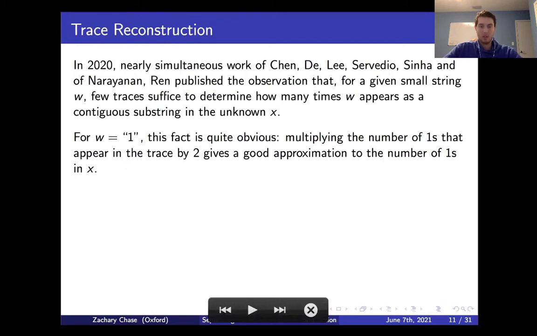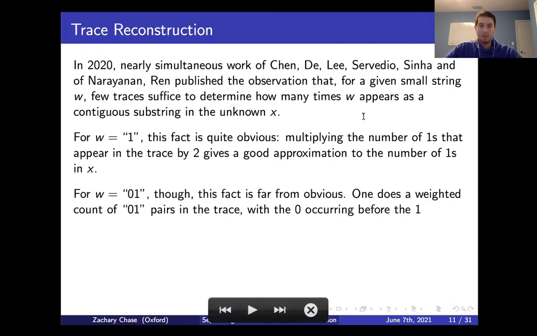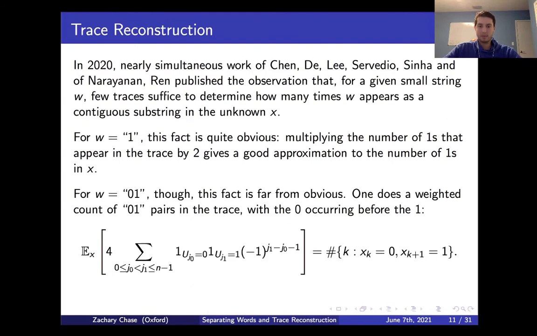So you can determine the number of ones in the unknown string by just looking at the number of ones in the traces. But okay, let's say we wanted to determine how many times 0, 1 appears as a contiguous substring in the unknown x. This is much harder. So what one does is a weighted count of 0, 1 pairs in the trace, with the 0 occurring before the 1.